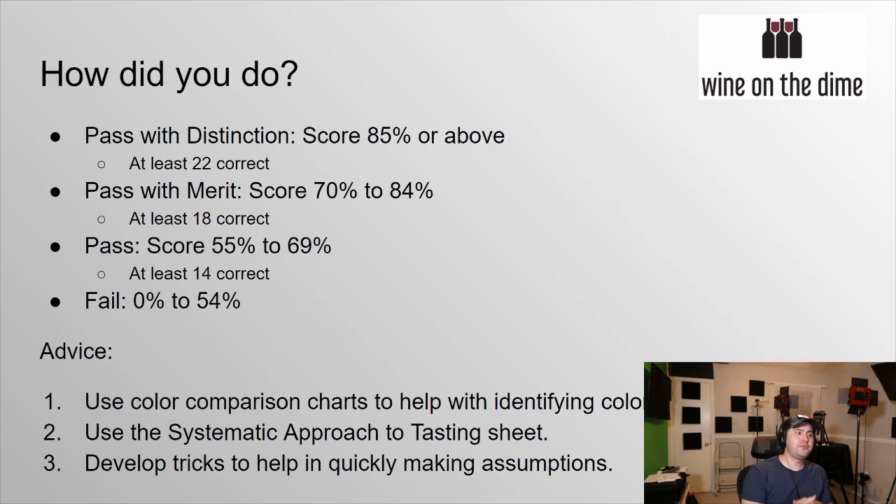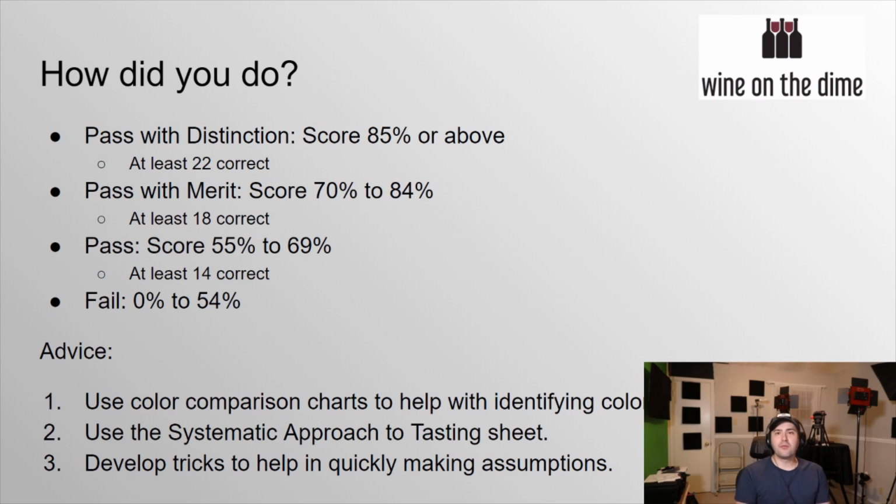All right, so how did you do? If you scored 0 to 54%, you failed. I'm sorry, 55 is passing on the WSET, which means you got at least 14 right. If you got at least 18 right, you passed this section with merit, and if you got 22 right, you passed it with distinction. So very good job on you.